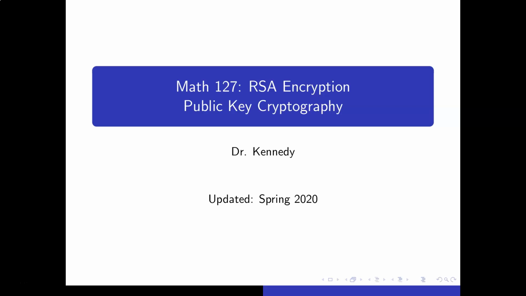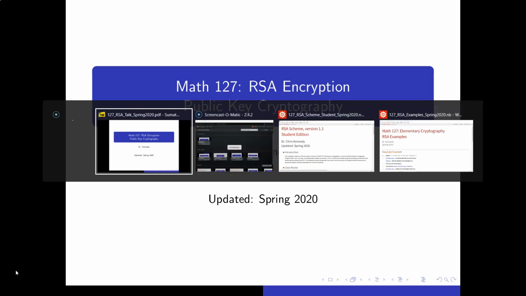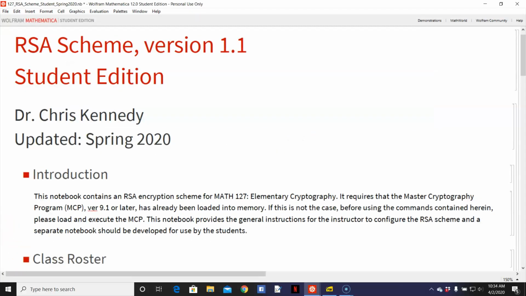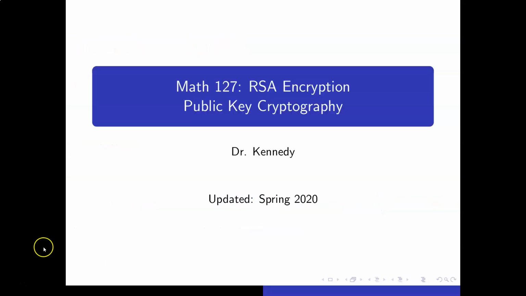Today's screencast is going to be on what's called RSA encryption, which is an example of public key cryptography. We're going to be using the slides quite extensively, but also Mathematica as well. So you probably want to have Mathematica up and running with the MCP evaluated. Also, we are going to be using what I'm going to refer to as the RSA scheme. If you haven't, you may want to download this from Scholar as well and evaluate this notebook much like you would the MCP. Make certain you do the MCP first because this depends on the MCP being loaded. All right, so let's get started.